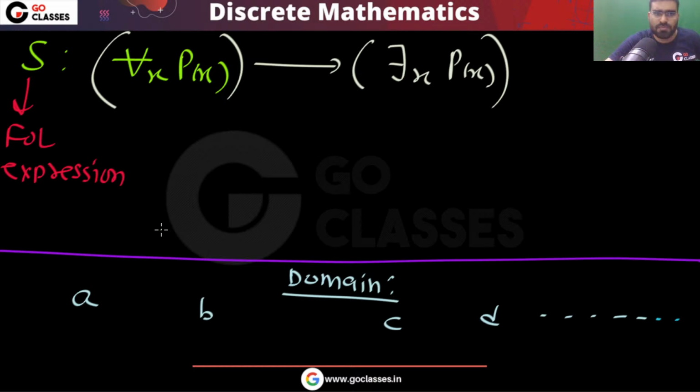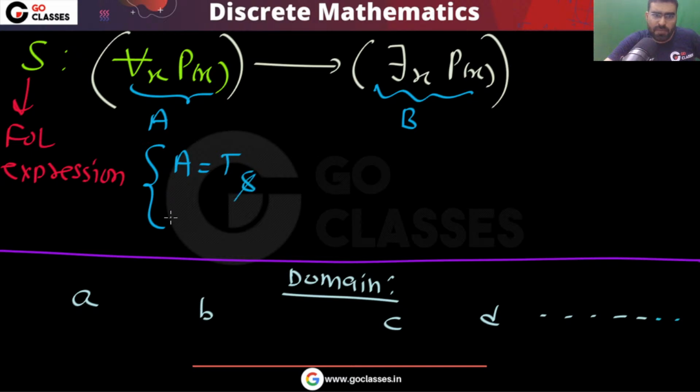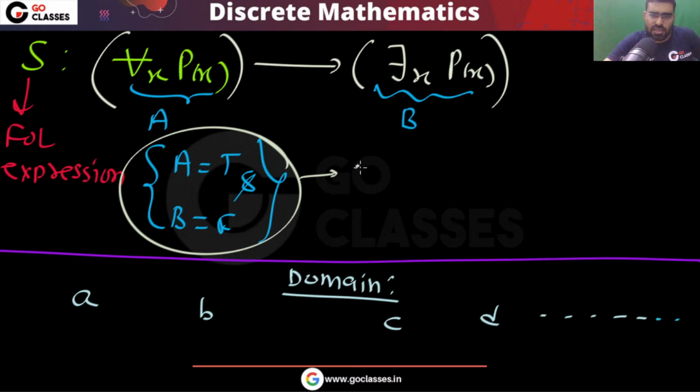Now what you have to do? Remember, this is your A. This is the implication statement, A implies B. So what will you try to do? Can you make A true and B false? This is what we will try to do. Is it possible or not? This is the simple question: is it possible that A is true, B is false? So let's see.